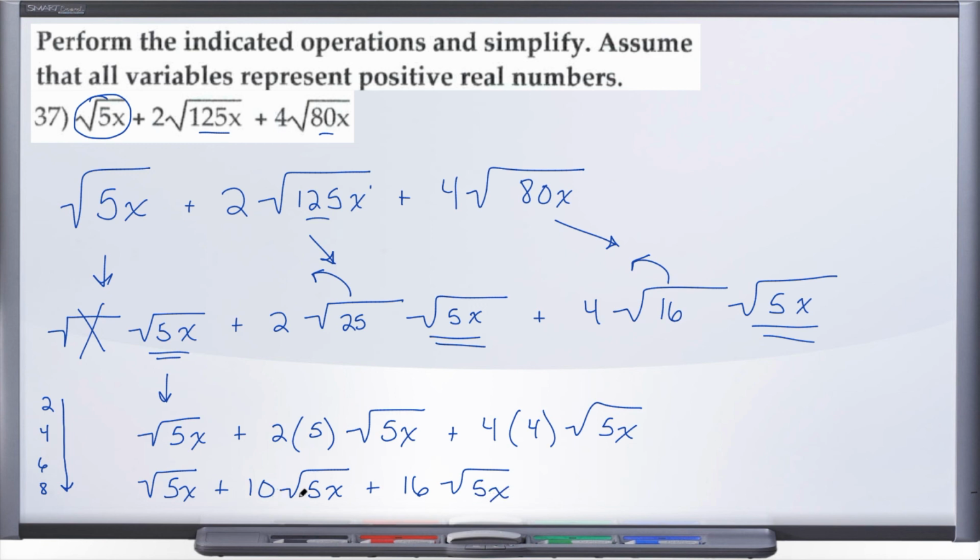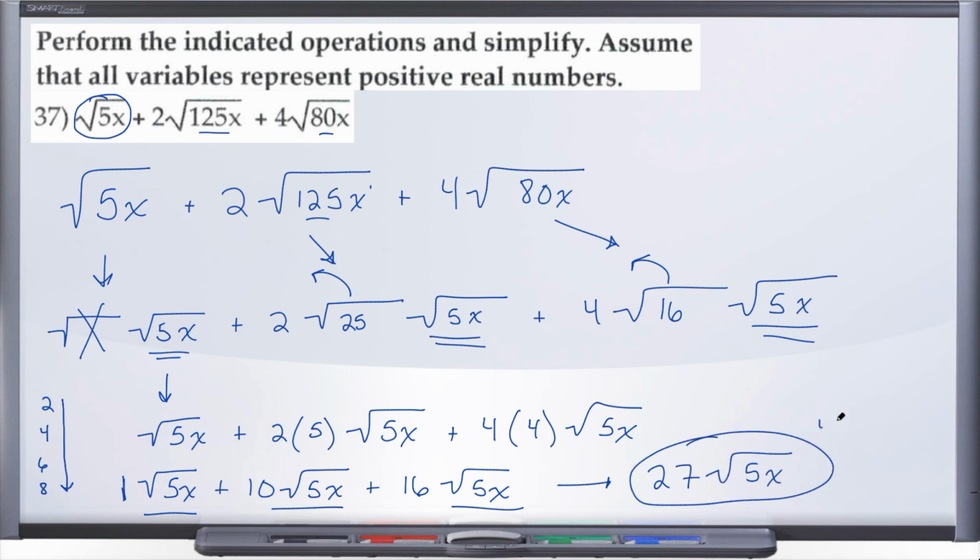And now that everything has been simplified, our radicals are all the same. We can now consider these to be like terms, and now we can go ahead and combine to find our final answer. So what we're going to do is simply add the coefficients, the number outside those radicals, and then rewrite our garbage. So we have 16 plus 10 is 26, plus 1, don't forget this 1 here, gives us 27. So 27, and then rewrite that garbage radical, 5x. And so our final answer is 27 times radical 5x.